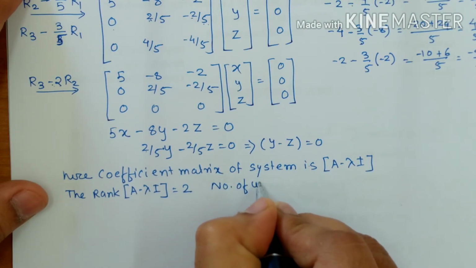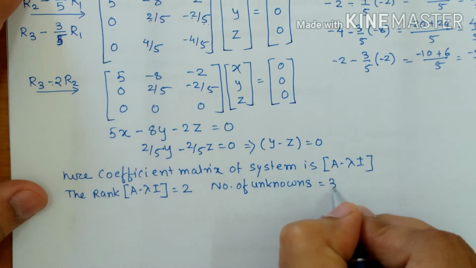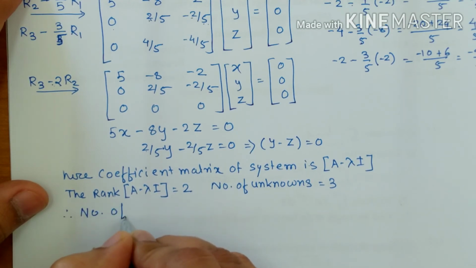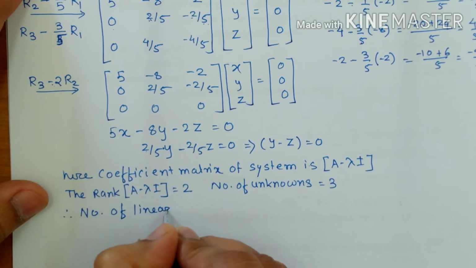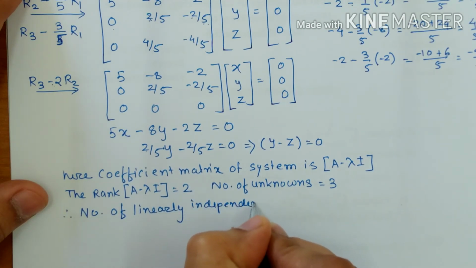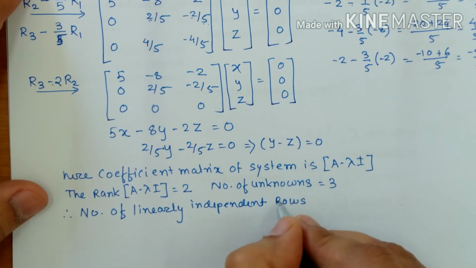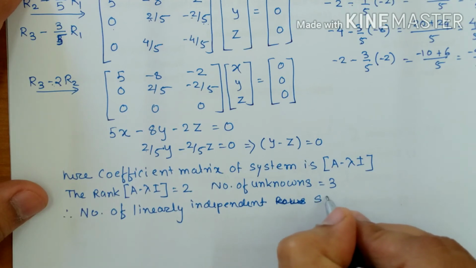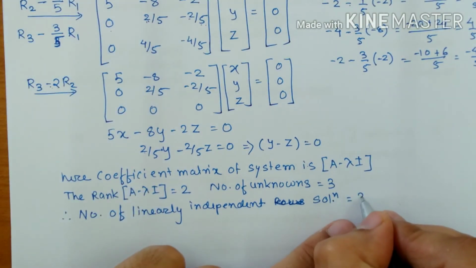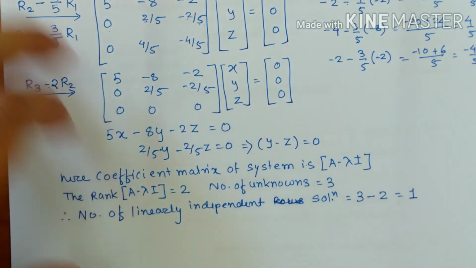The number of unknowns is 3. Therefore, the number of linearly independent solutions, not linearly independent rows, it is linearly independent solutions, is equal to the number of unknowns minus rank. That is, only one linearly independent solution is expected.